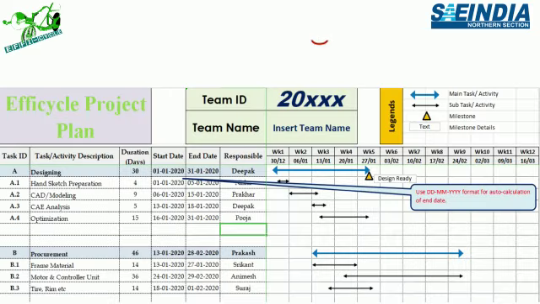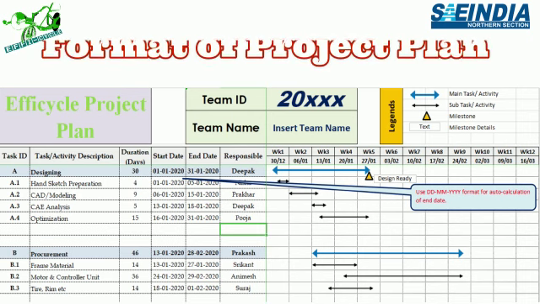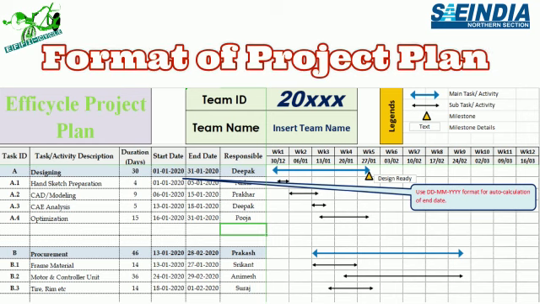Now let's talk about the format of the project plan. If you haven't gone through the project plan format yet, just go to our website fe.sanis.org. There under downloads you can find documentation packages and download them.